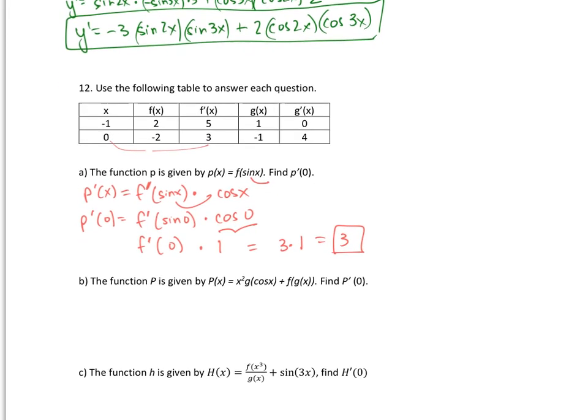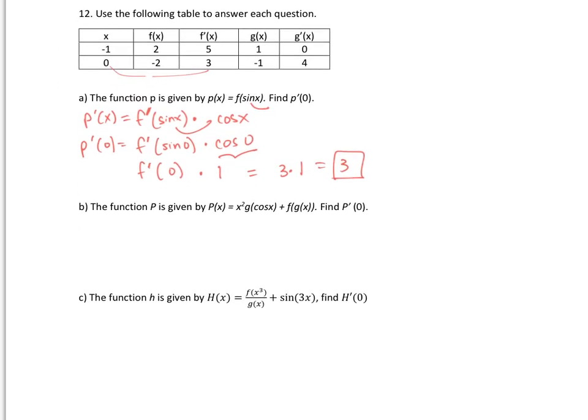All right, let's slide this up a little bit more. That's good enough right there. And let's take a look at the next problem. Now, it says the function p is given by that. Find p prime of 0.